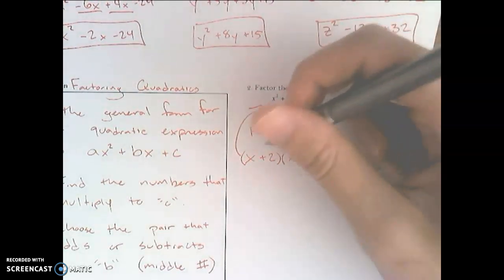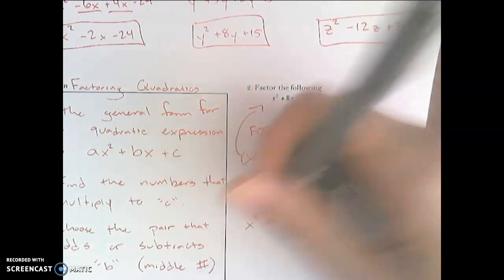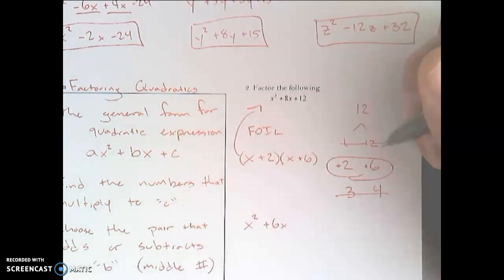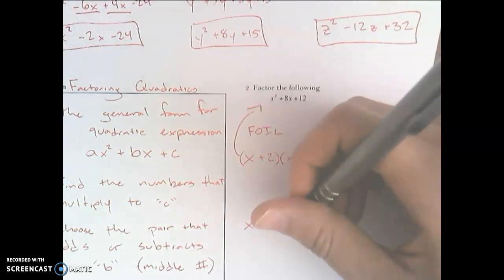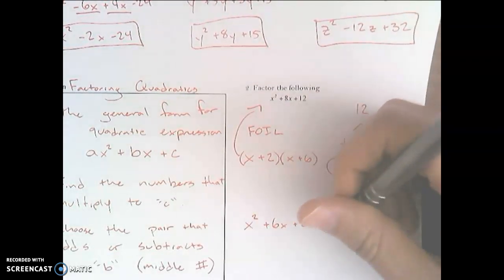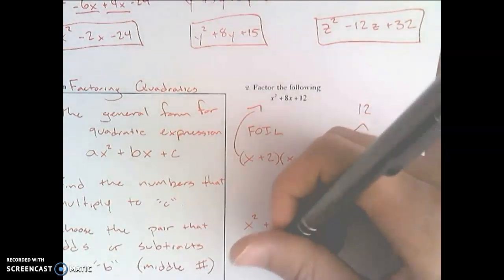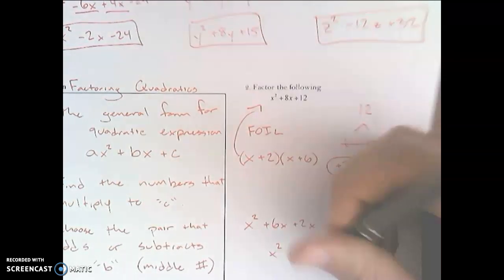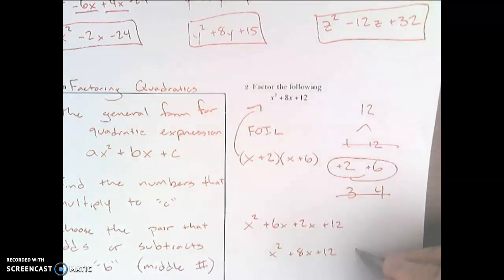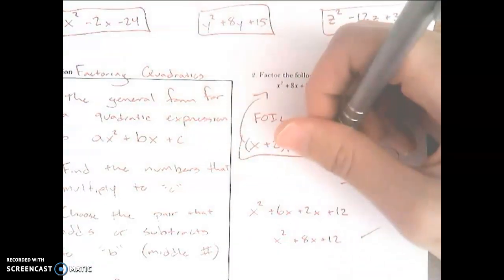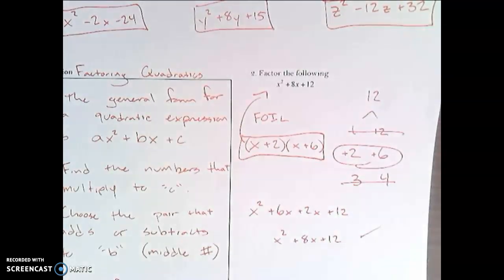So FOIL, first term is x times x. Outer, 6 times x is 6x. Inner, 2 times x is 2x. And last, 2 times 6 is positive 12. Combining like terms, we have x squared, 6x and 2x does give us our 8x, and then plus 12. So this checks out. We do have the right solution. So this is the factored form of this quadratic here.